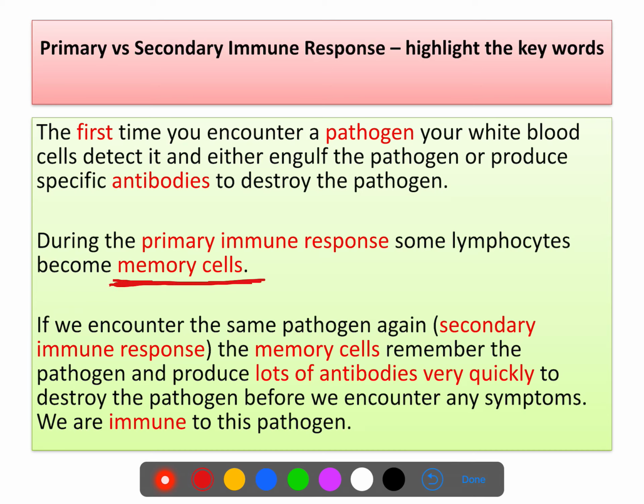So if we encounter the same pathogen again, we have a secondary immune response. The memory cells remember the pathogen, they've seen this before, and it means they can produce antibodies very, very quickly to destroy the pathogen before we can actually feel any symptoms. So we might not even know that pathogen has gone past our first line of defence. What we say is we become immune to this pathogen. We've got the right antibodies to fight it off.